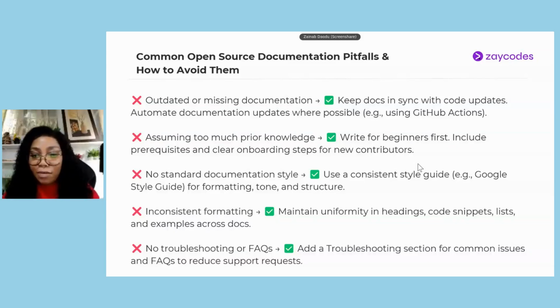Same thing, inconsistent formatting. These are issues that can be solved by having a style guide. Do you want to use sentence case for your titles, or title case? How do you want code snippets to be displayed? Do you have comments in your code snippets to explain how to use the code, list examples, use cases, and all that?